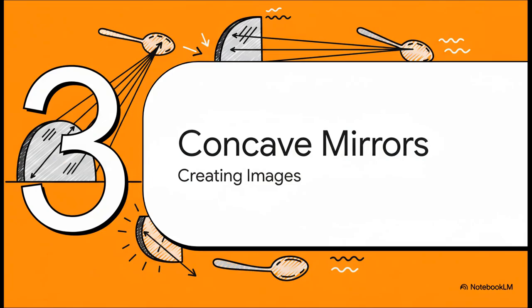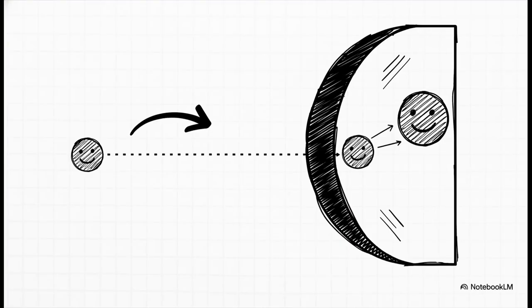Okay, so we've got the lingo down. We know the key players, the pole, the center of curvature, the focus. Now let's put it all together. Let's see how these things actually work to create that weird upside-down reflection we see in a spoon. Here's the really crucial thing to get. With a regular flat mirror, your reflection is always predictable, right? It's just you. But a concave mirror is totally different. The image you see completely changes depending on how close or far away you are. It can change size, it can flip upside down. It's a total reality bender.